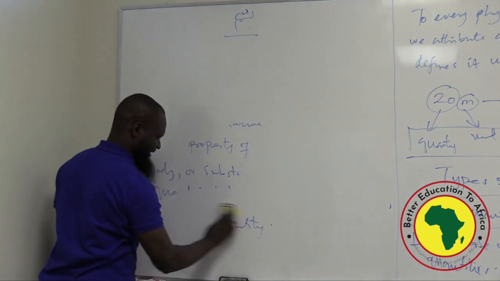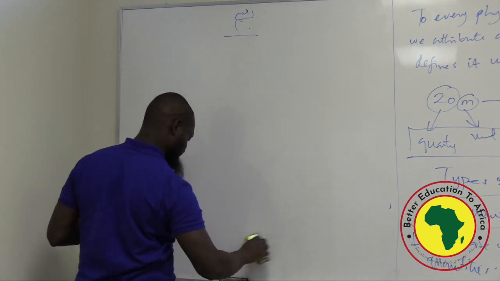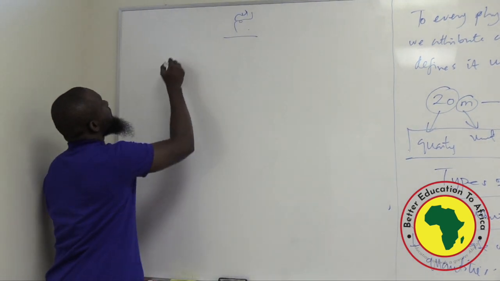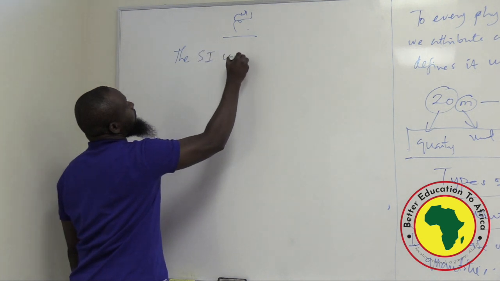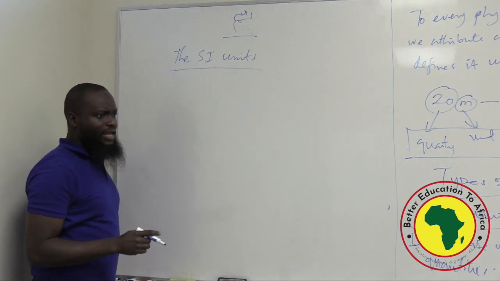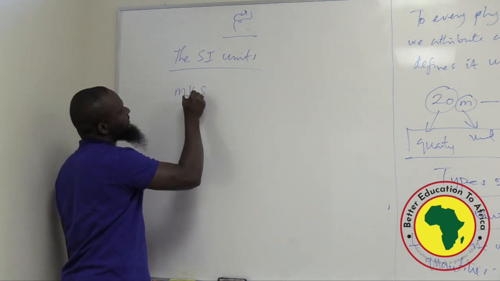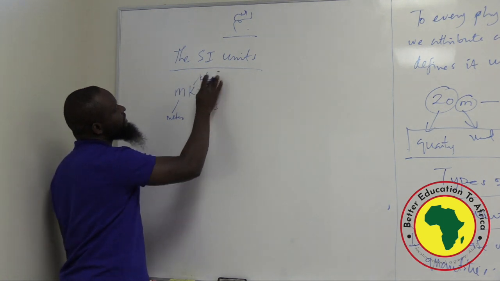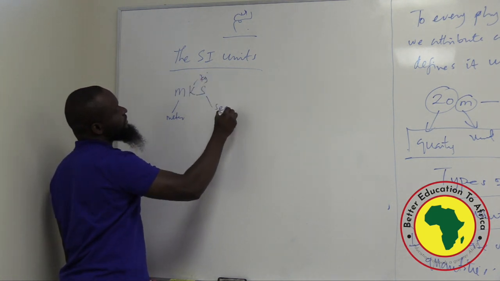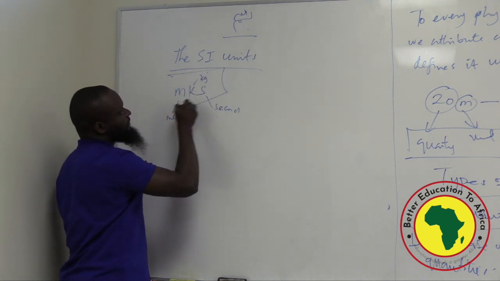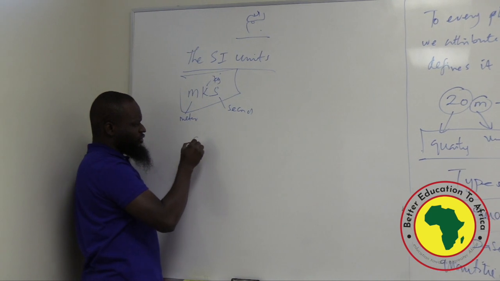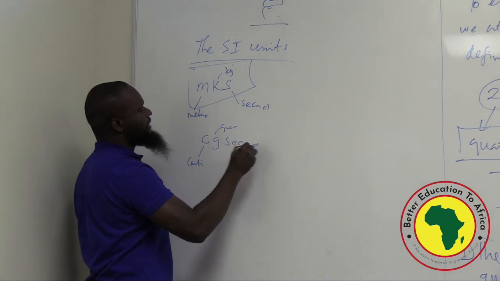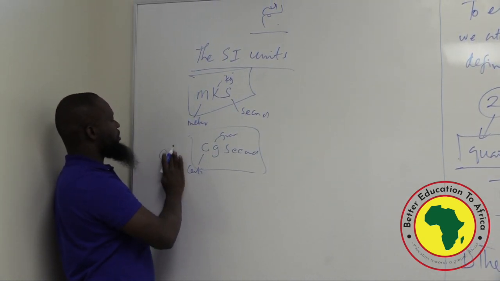The SI units. So I said, these are the units. They're also called MKS: this for meter, this for kilogram, and this for seconds. There's the previously used one, CGS: centimeters, grams, and seconds. They don't use the CGS anymore.